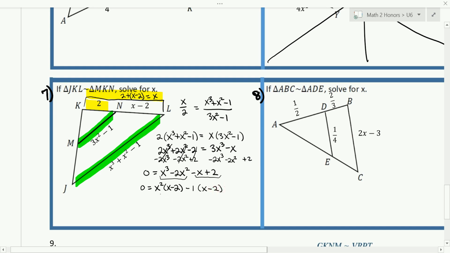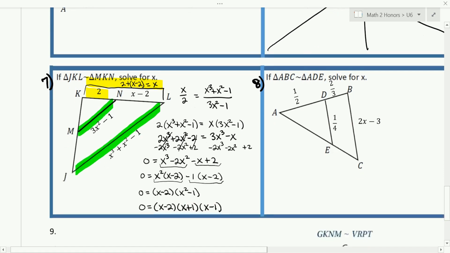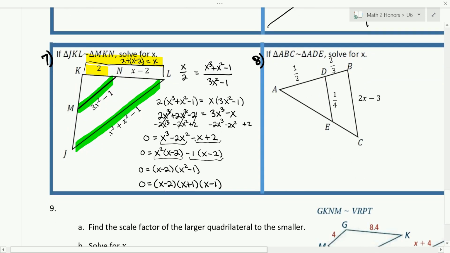Then we got one more step. Notice that both these terms have a common factor of what? So we factor out the x minus 2. You're left with x squared minus 1. You see any more factoring? Difference of 2 squares. X squared minus 1 can factor because that's a difference of 2 squares. Keep going. X plus 1 times x minus 1. And now it's fully factored. And so each factor will give you a different answer.